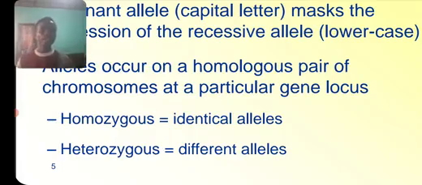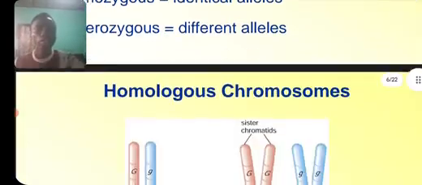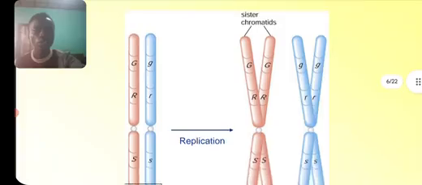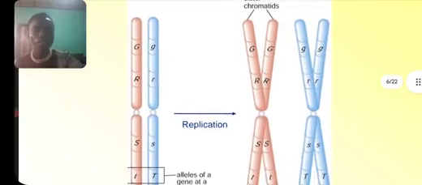Then for heterozygous, it should be an uppercase T, or capital T, and the lowercase t. So that genotype would be heterozygous. Now for homologous chromosomes, this is what I was describing earlier.